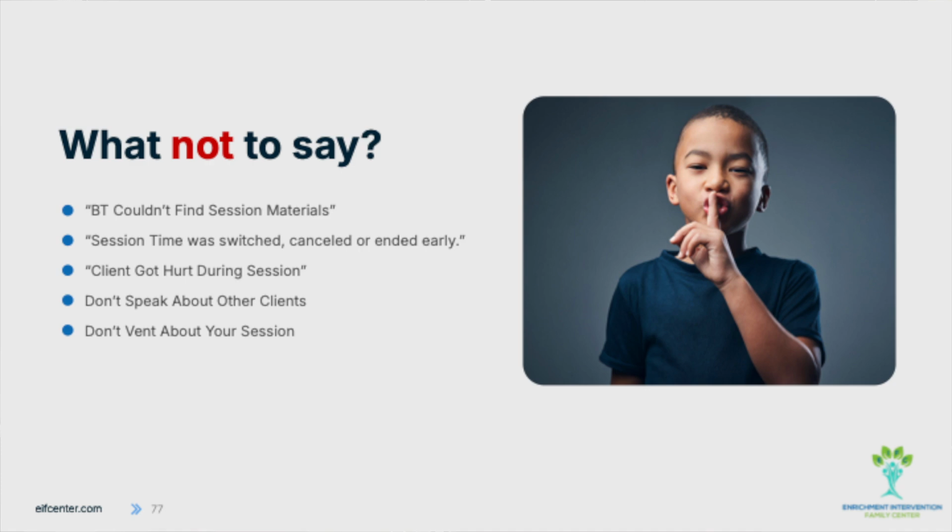That's another story. In that case, you would write an incident report. Right now, you're only writing what you've observed that pertains to the goals and the behaviors of the child. Don't speak about other clients, so you don't want to talk about the peer that the child worked with. You also don't want to vent about your session or about things other than session.